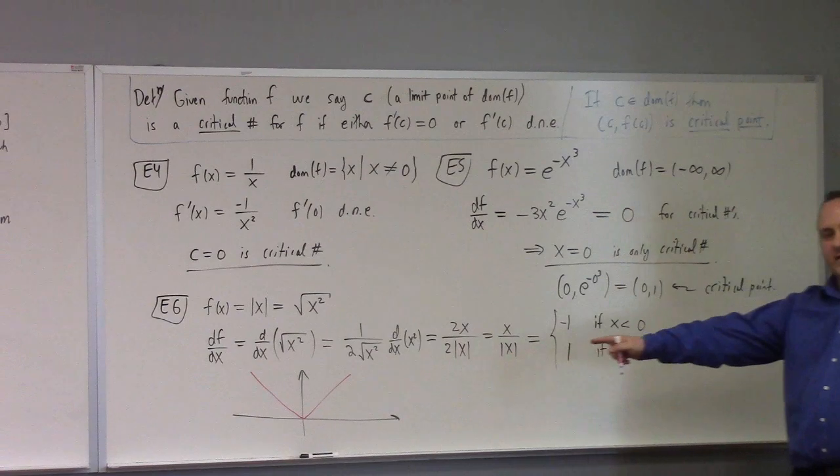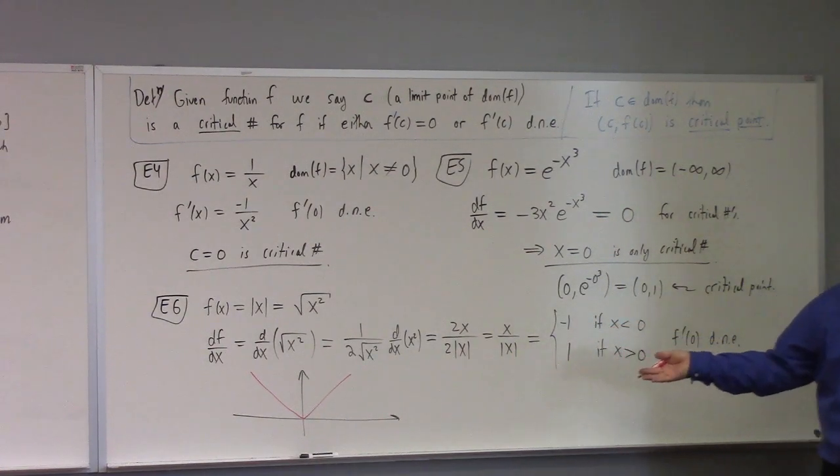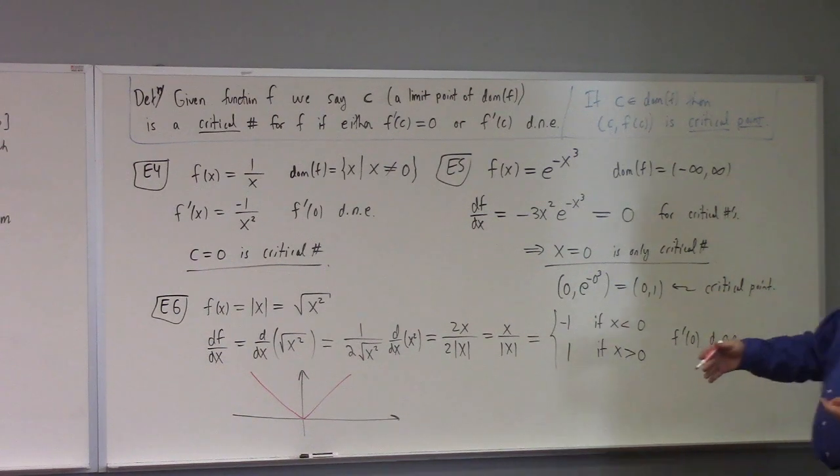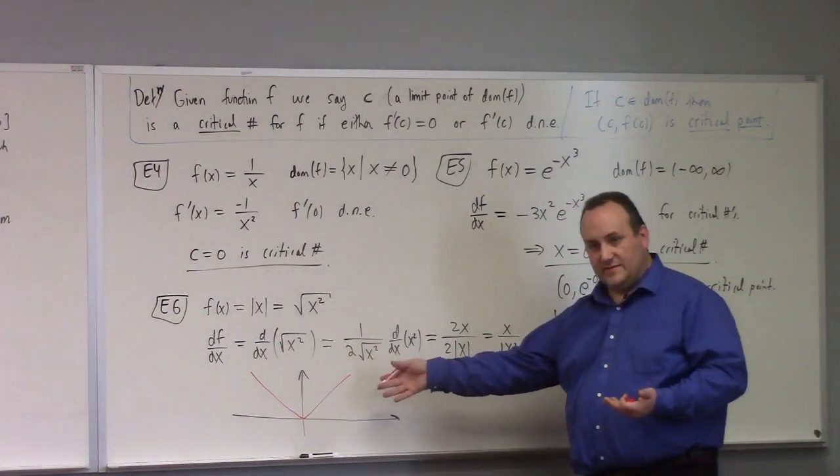But what is f of 0 for this function? It is exactly the global minimum, right? So the global minimum for this function happened where what? Where the derivative doesn't exist.